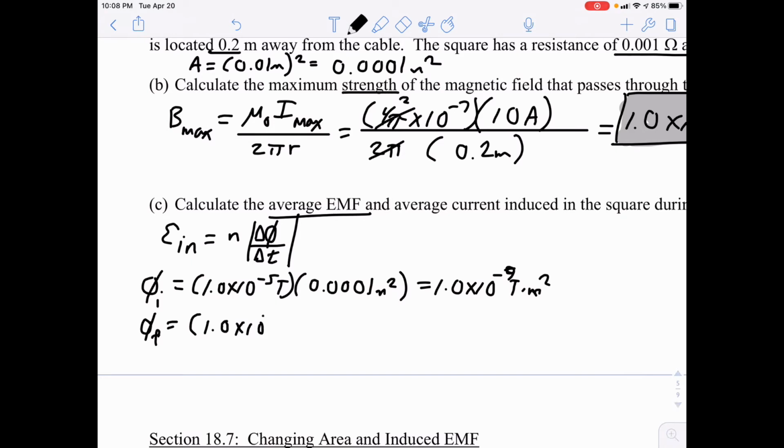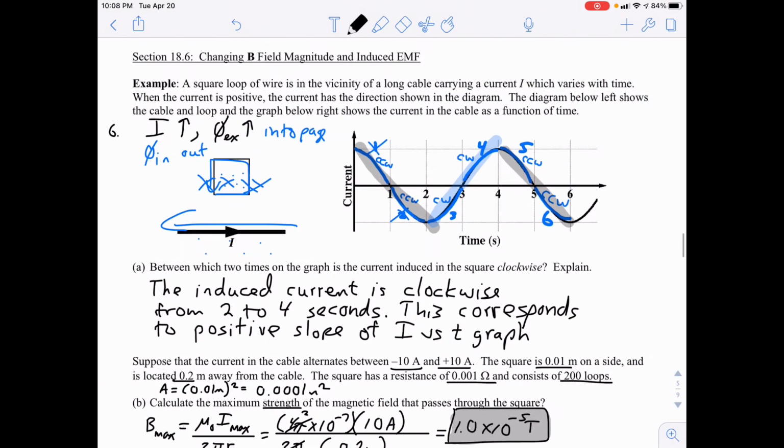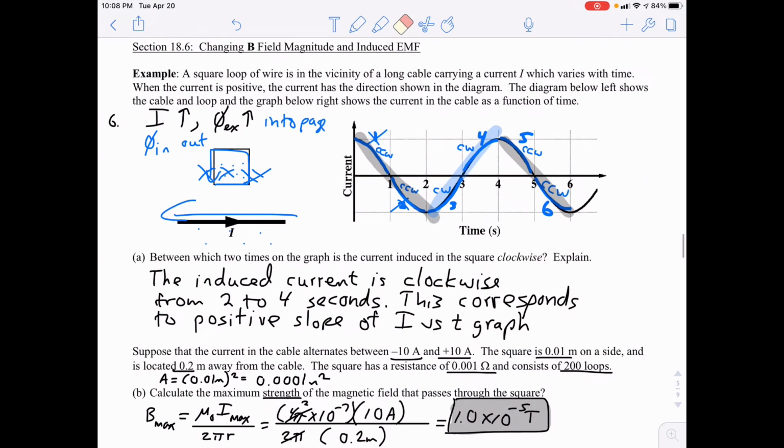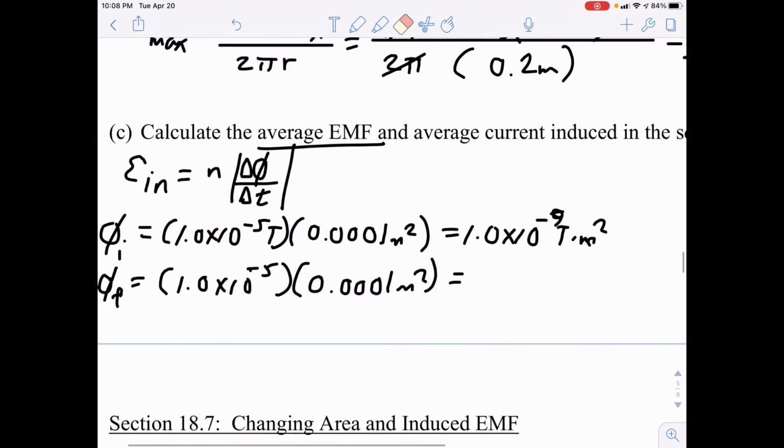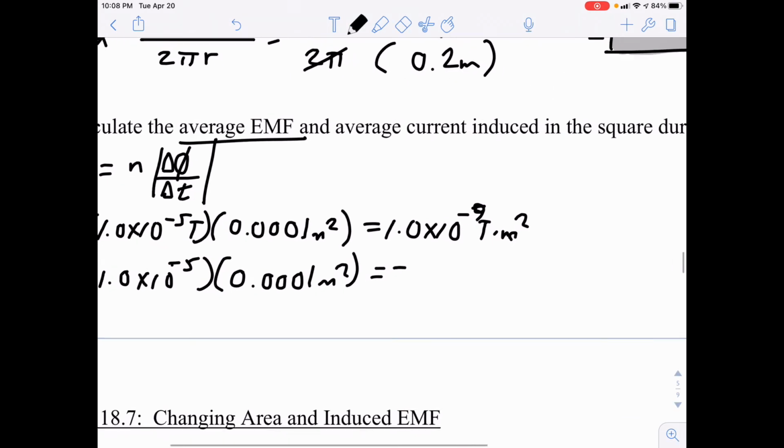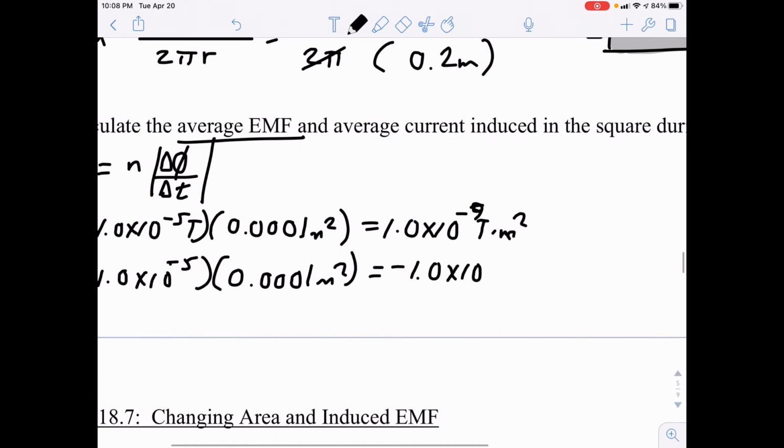And then same thing here, 1.0 times 10 to the negative 5. Okay, but here's the difference. The final flux really is just opposite in direction, simply because you're going from positive current to negative current. When you reverse directions, you reverse flux. So it's kind of a negative, if you will. So negative 1.0 times 10 to the negative 9 Tesla square meters.